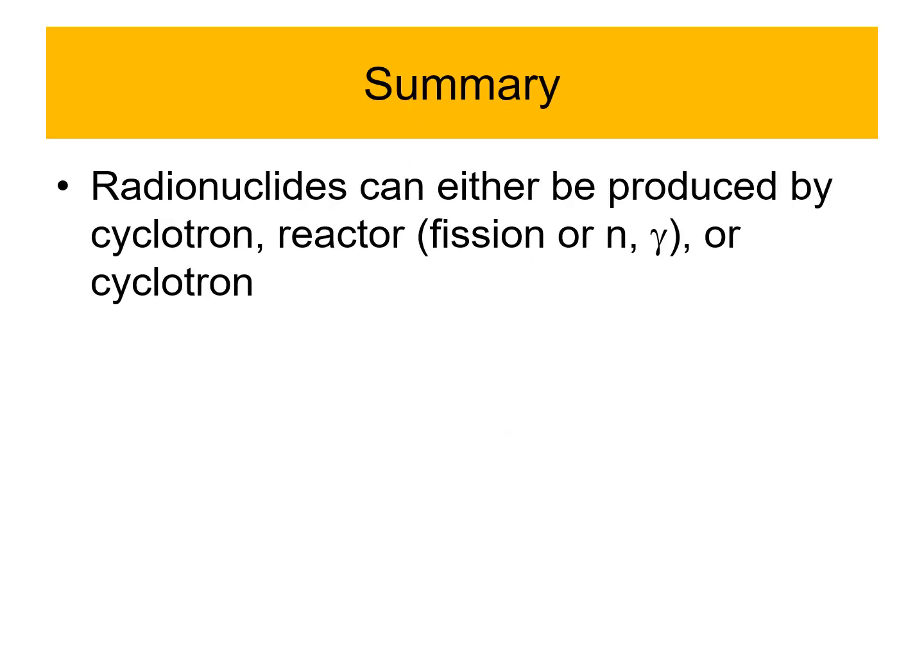In summary, radionuclides can be produced by cyclotron, and they can be produced by a reactor, through either a fission process or N-gamma process. They can also be produced by the third method, which is the generator, which we will discuss in the next segment.